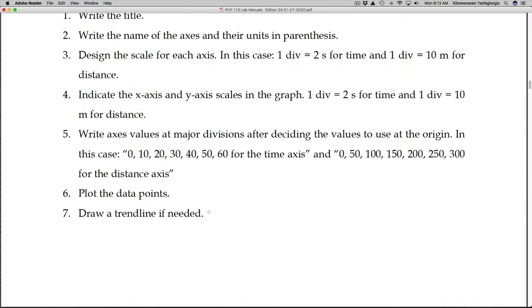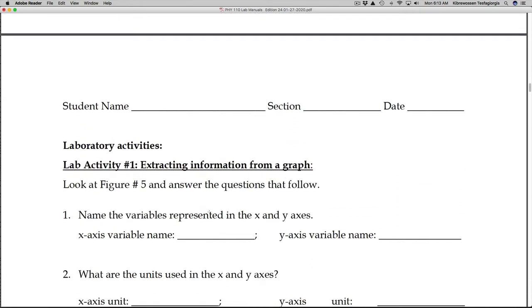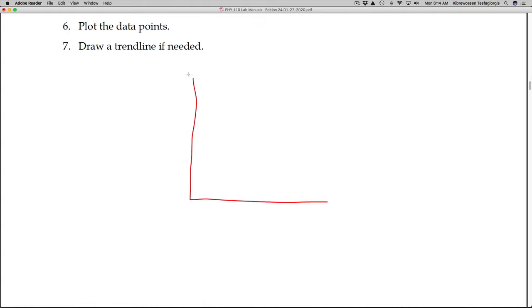Once you have that, the next item is to draw your trend line. How do you normally draw a trend line? A trend line has to be a line that is, as much as possible, closest to all your data points.